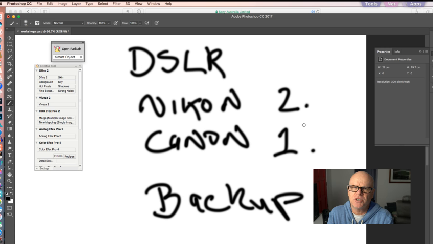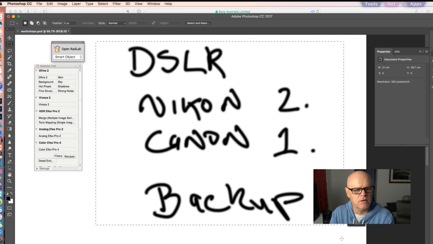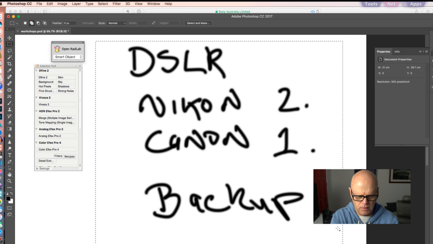And just remember, that's just starting with bodies. Then you have to start thinking about lenses as well. But I'm just talking about bodies at this stage. We'll look at mirrorless because I'd like to talk to you about that as well.